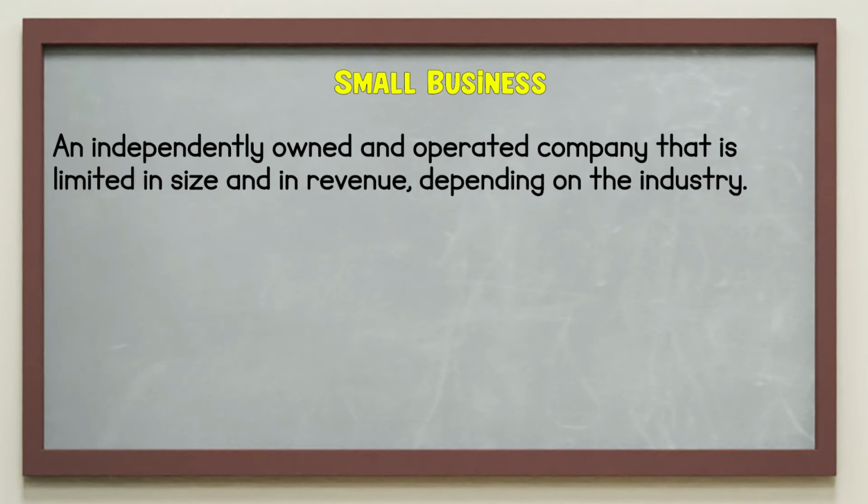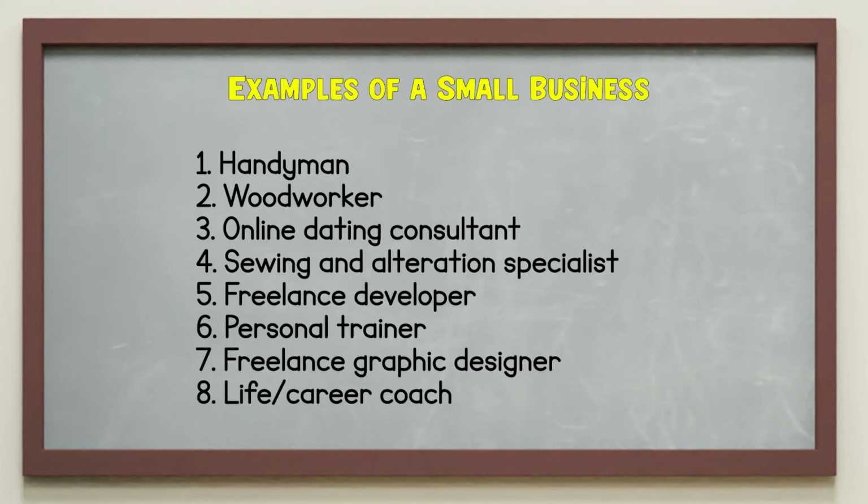A small business is an independently owned and operated company that is limited in size and in revenue depending on the industry. A small business can be determined as: 1. A handyman, 2. Woodworker, 3. Online dating consultant, 4. Sewing and alteration specialist, 5. Freelance developer, 6. Personal trainer, 7. Freelance graphic designer, and 8. Life career coach. There are many others.